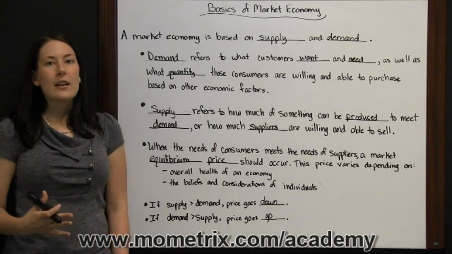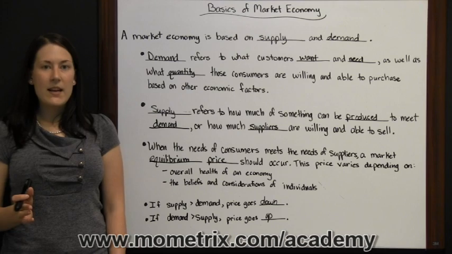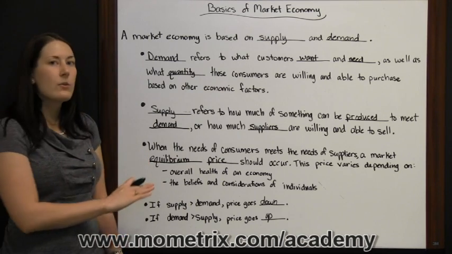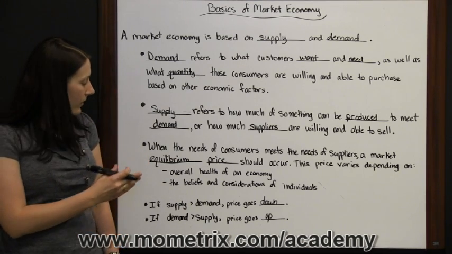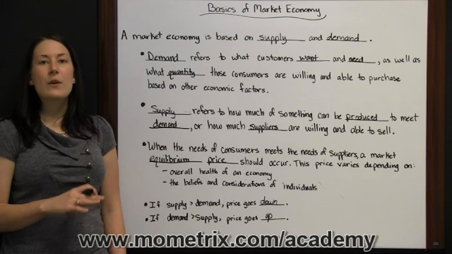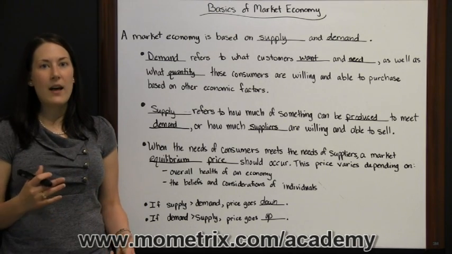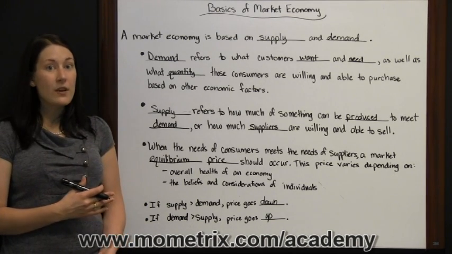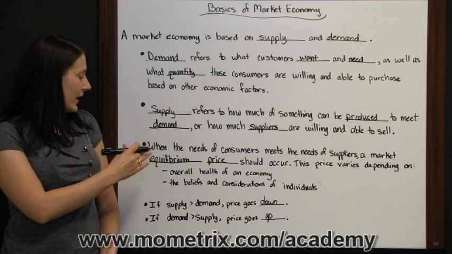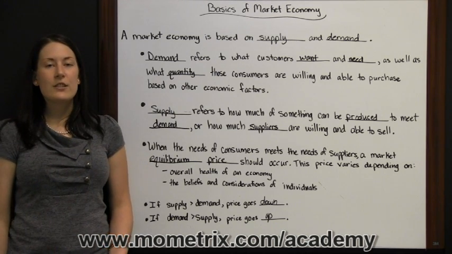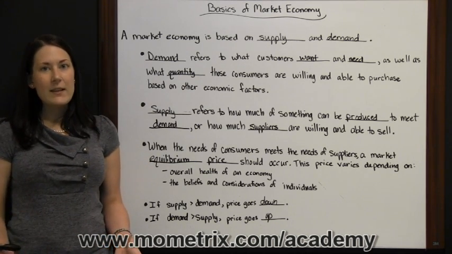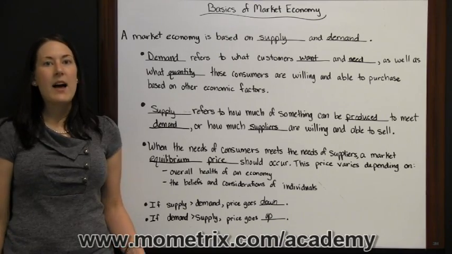So the basics of a market economy are how supply and demand interact to reach an equilibrium market price, or to see how the price is going to fluctuate based on supply and demand, the relationship between those two, the overall health of an economy, and the beliefs and considerations of individuals. So basically, it's always going to be based on supply and demand.